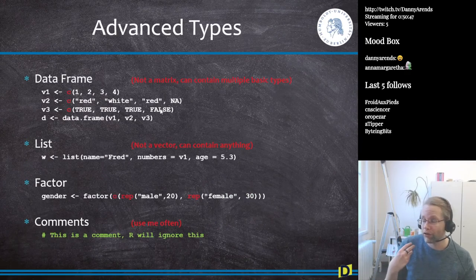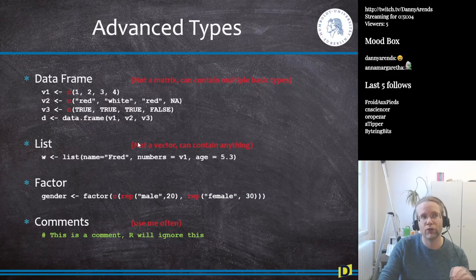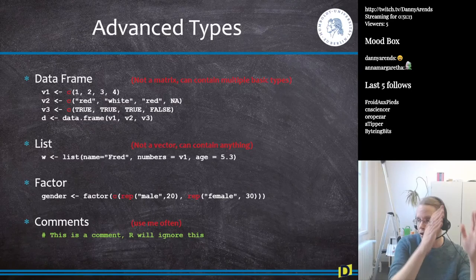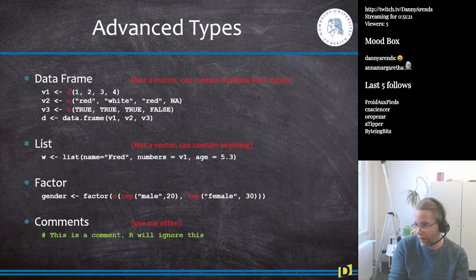So R also has some advanced types, because a vector can only be of a single type, right? The same thing holds for a matrix. So a matrix can hold only numerical values, or only logical values, or only character values. However, in many cases, we actually have a matrix in which every column is of a different type, right? If I'm measuring plants, then the first column might be the name of the plant, then the second column might be the height, which is a numeric value, then the third column might be the color, which is a different data type. Then the fourth column might be a logical, right? If it was watered or not, so a true or false vector.